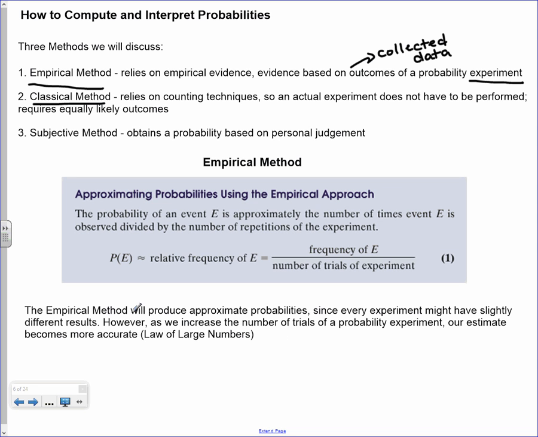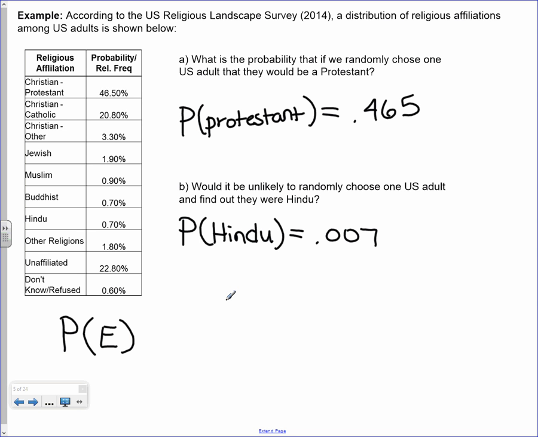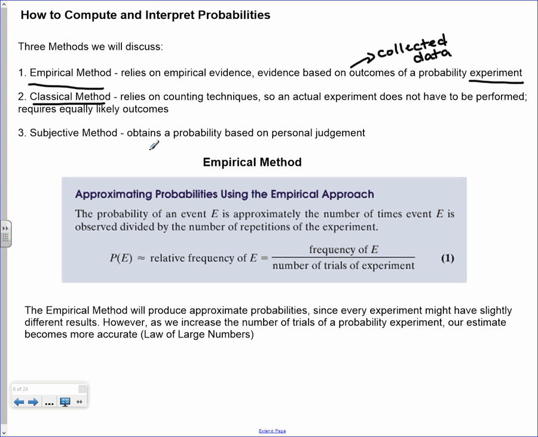The empirical method is going to produce approximate probabilities, right? Since every experiment is going to be slightly different, like when I went out and I didn't do this, but whoever went out and got this landscape survey there in 2014, probably everybody wasn't included, right? So if I went out and did another sample, these percentages might change slightly, right? So since those would change a little, we're going to say that the empirical method is giving us approximate probabilities.